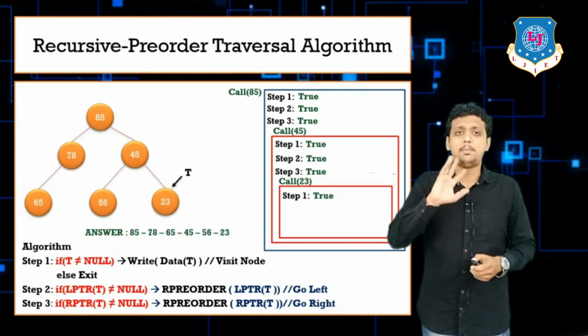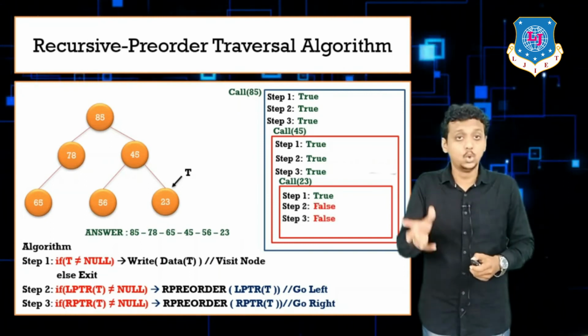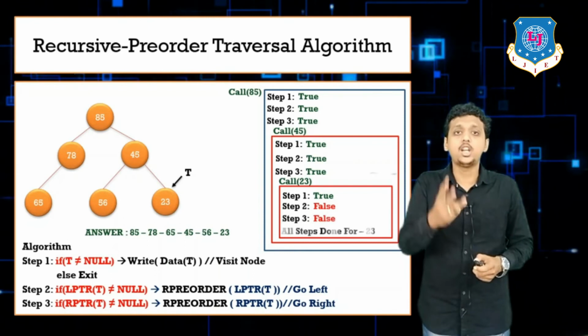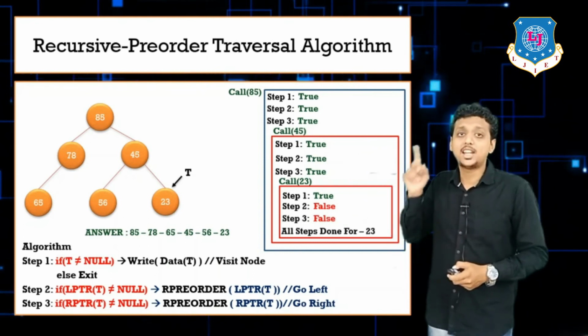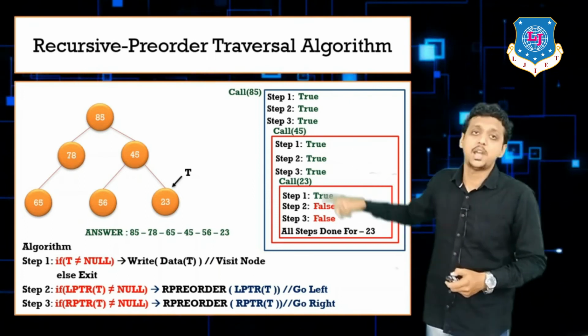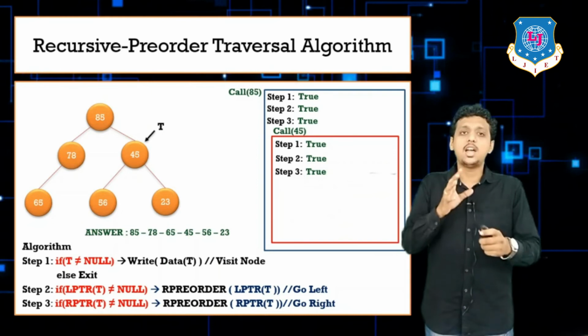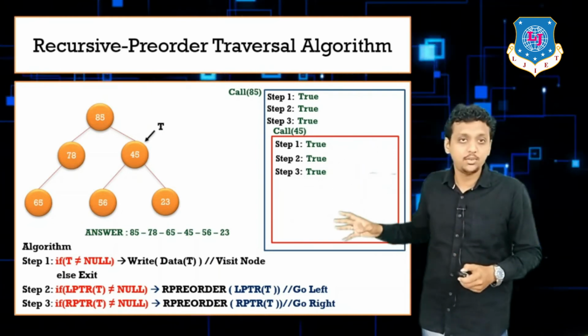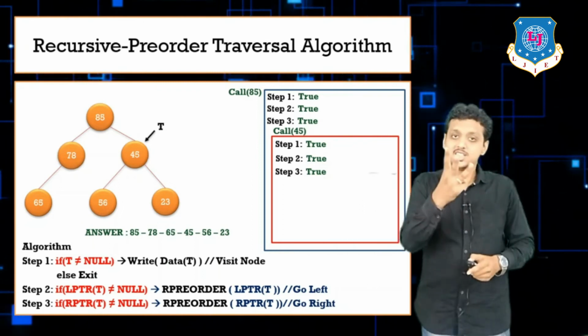Then apply for the left. Do we have any left? No. Do we have any right? No. All 3 steps are completed for 23. So students, the function call gets back to its parent node, that is 45. So here my function call gets back to 45. See this block for 45. All 3 steps are completed.